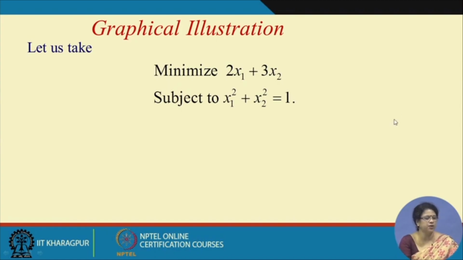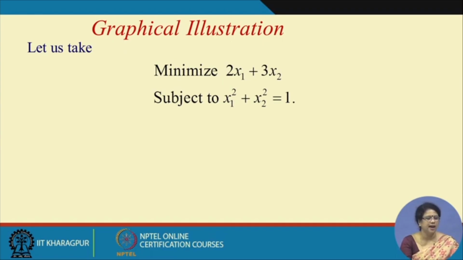Now, there is a problem for you: minimization of 2x1 plus 3x2 subject to x1 squared plus x2 squared equals 1. There is a constraint in this optimization problem, and there is one objective function. Fortunately, the objective function is linear, so you can visualize that space in a better way. It can be nonlinear as well, but the constraint is nonlinear, and it is a simple circle centered at 0, 0 with radius 1. Now I can draw the feasible space as a simple boundary of the circle.